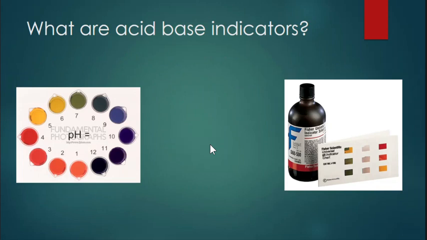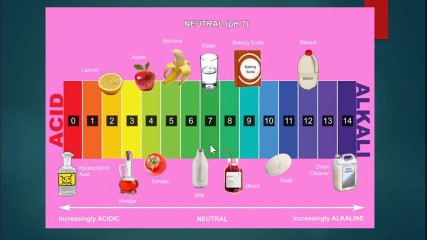Here you have a bottle of universal indicator, and it usually comes with this little card that can help you determine what the pH is. So, here it is. Muriatic acid, which you probably don't have in your house unless you have a boat and you like to get the algae off your boat. Muriatic acid would be deep red in universal indicator. Lemon would be yellowish. Apple or vinegar would be bright yellow.